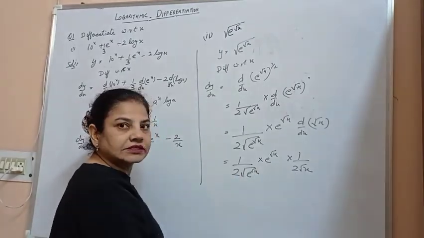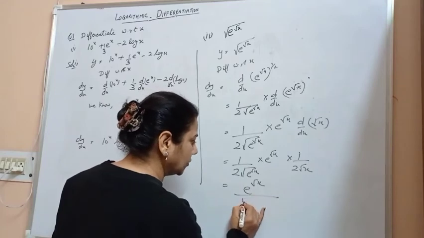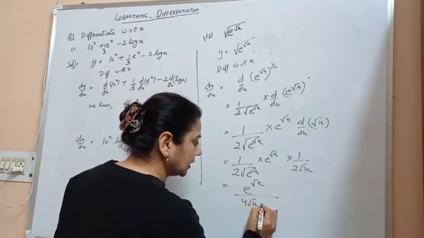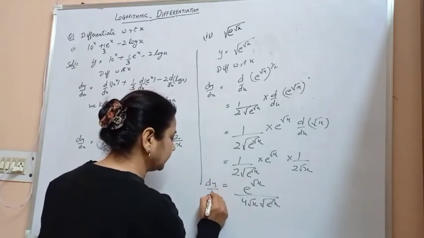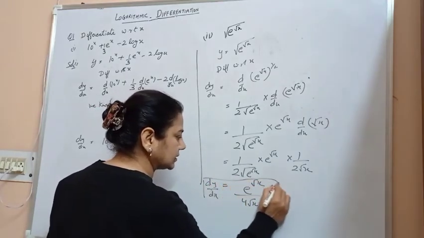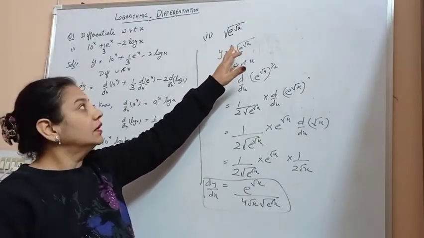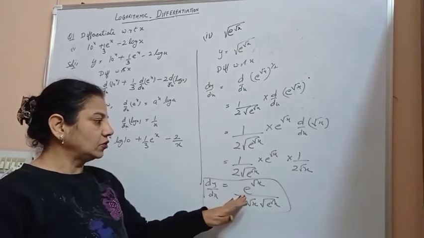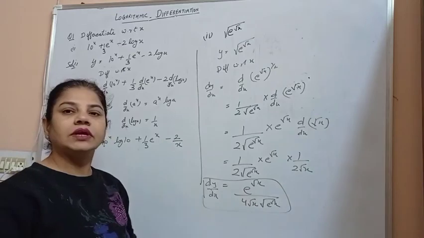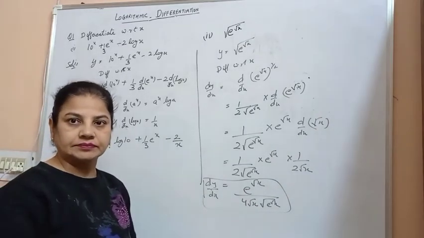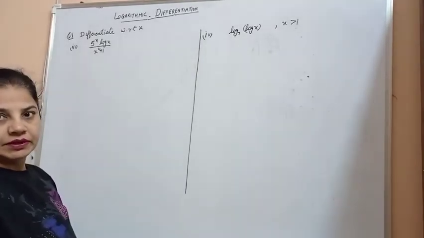This 2 and this 2 get multiplied. I have e to the power under root x divided by 4 under root x under root e to the power under root x. The derivative of this given function is being expressed in this form. The derivative of the given function under root e to the power under root x is given as e to the power under root x divided by 4 times under root x into under root e to the power under root x.